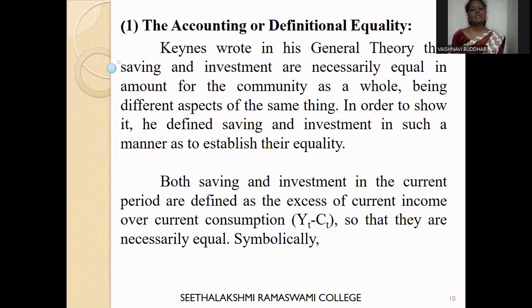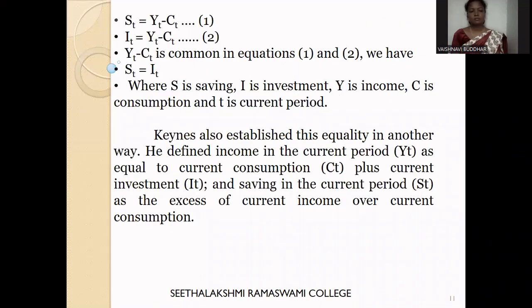Okay. So both saving and investment in the current period are defined as the excess of current income over current consumption, so that they are necessarily equal. Which means he says saving and investment both are in the current period. Of course, he talks about the current level of saving and investment. Okay. So in the current period, they are defined as the excess of current income over current consumption, which means saving and investment, which is the difference of income. According to Keynes, current saving is the difference of current income and current consumption.